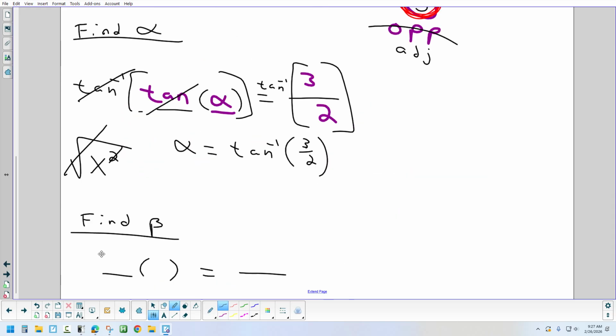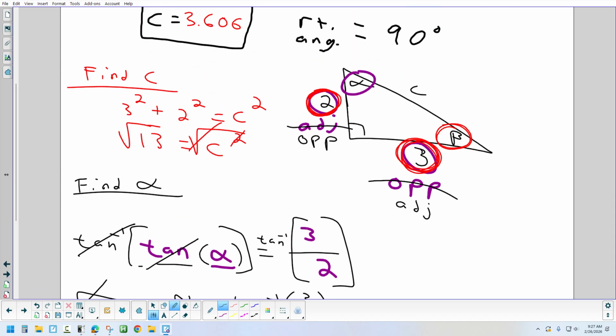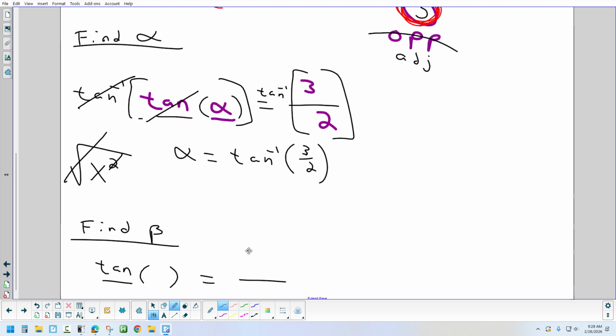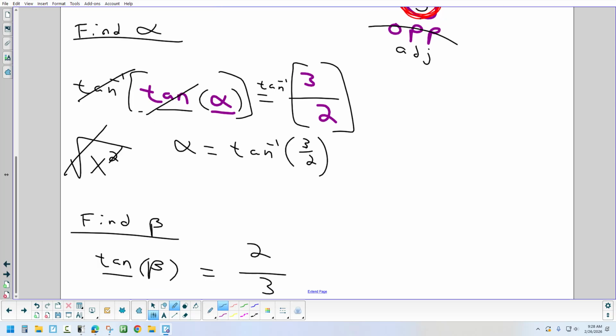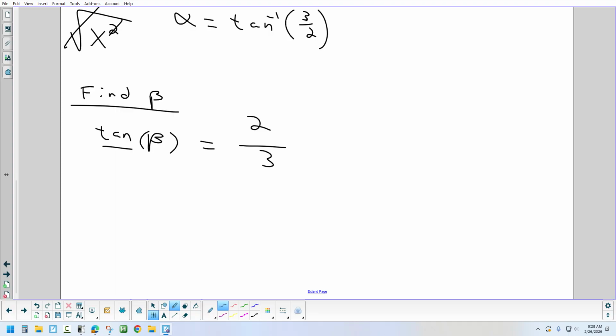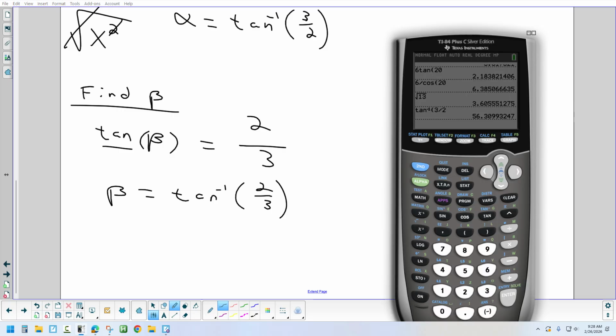So we're still using tangent, and the definition is still opposite over adjacent, but that's 2 over 3. And the angle we're finding is beta. Okay. And how do we get beta by itself there? Inverse tangent. Yep, take the inverse tangent of both sides. That gives you beta by itself on the left. And now that's what we're going to type in. Okay, so let's do inverse tangent of 2/3.